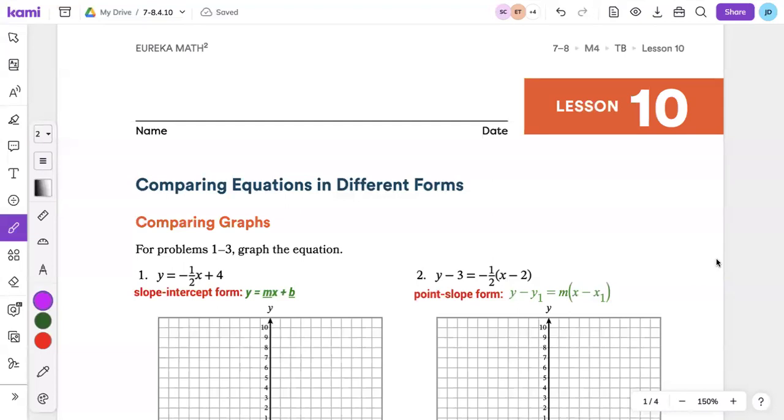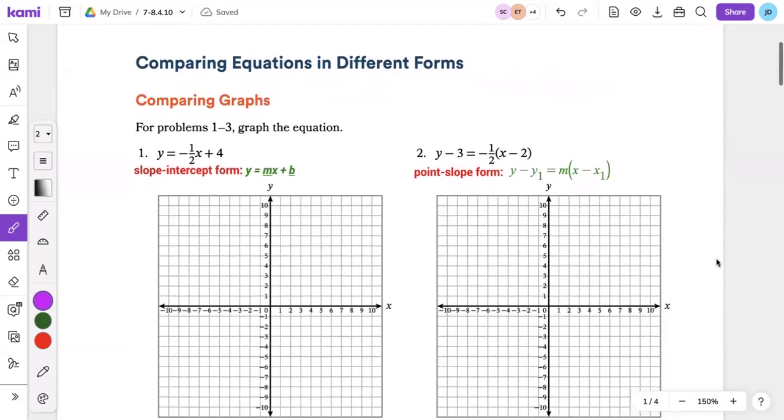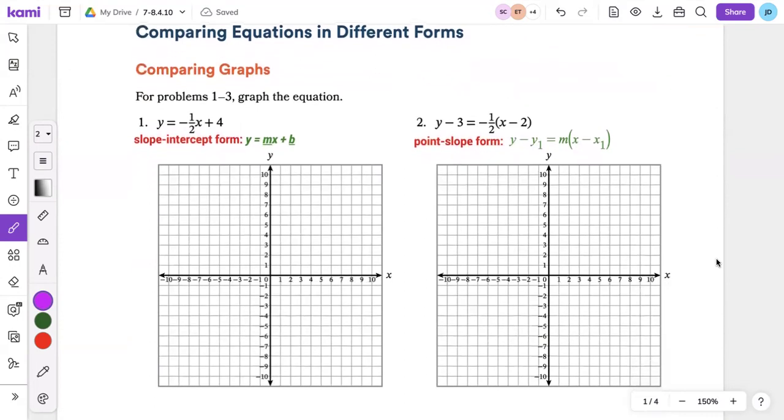We're on lesson 10, comparing equations in different forms. What we're going to be doing is looking at different ways of showing relationships and seeing if it creates the same line on the graph. So number one gives us an equation in slope-intercept form.